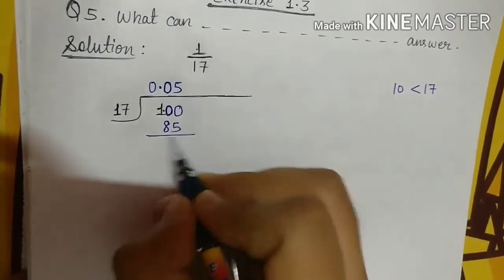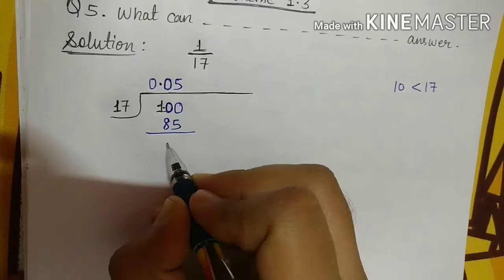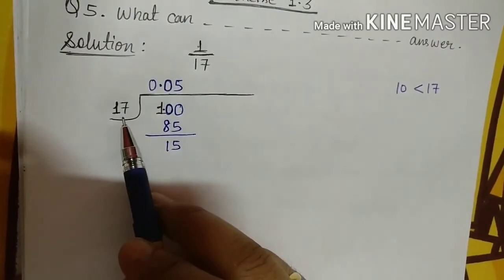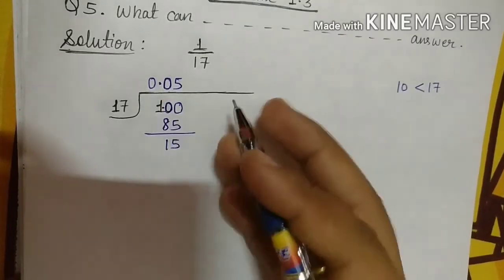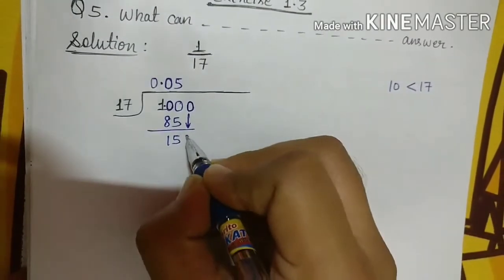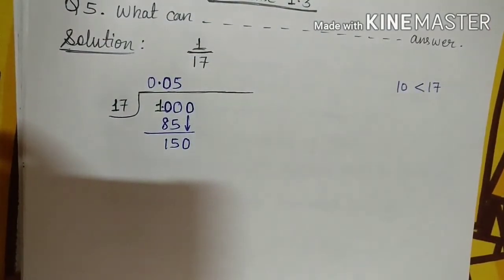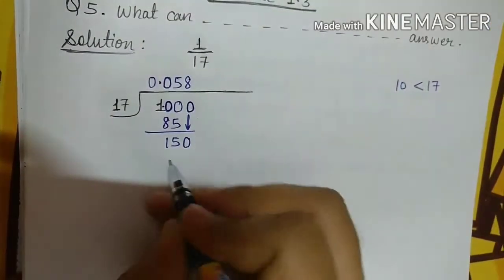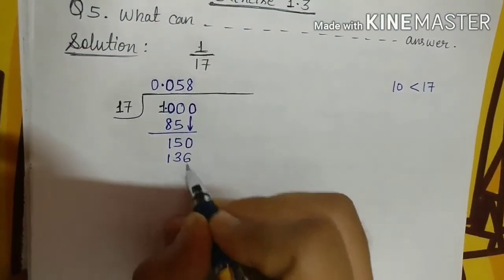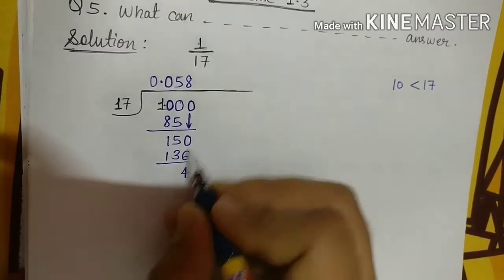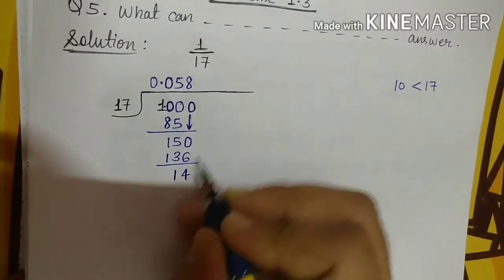17 into 5 is 85. Now we subtract it, and we get 15. Again 15 is less than 17, so again we use the decimal and bring down one more 0, so it becomes 150. Now we know that 17 nines are 153, so we have to use 17 eights, which is 136. Now subtract 136 from 150, and we get 14. 10 minus 6 is 4 and 4 minus 3 is 1, so it comes 14.